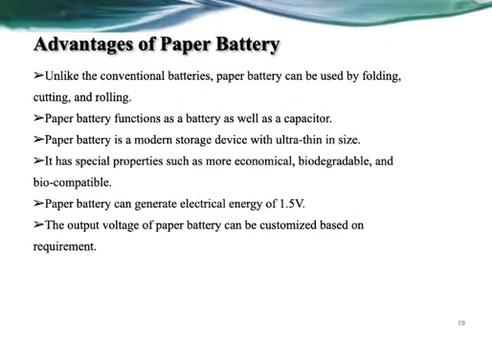Now we can discuss the advantages of paper battery. There are several advantages of paper battery. Unlike conventional batteries, paper battery can be used for folding, cutting and rolling. Paper battery functions as a battery as well as a capacitor. Paper battery is a modern storage device with ultra thin in size. It has special properties such as economical, biodegradable and biocompatible. Paper battery can generate electrical energy of 1.5 volt. The output voltage of paper battery can be customized based on requirement.